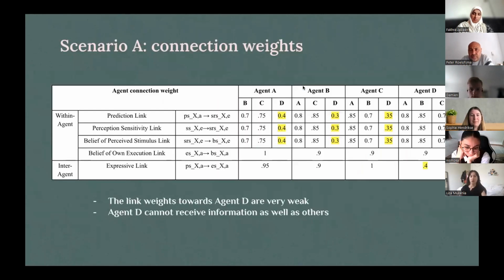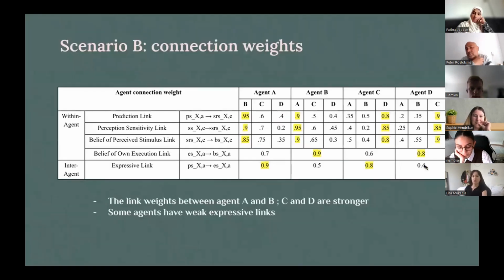For scenario A, again, where we're trying to exclude agent D, the links towards agent D are very weak, as we can see highlighted in yellow. And agent D won't be able to receive information as well as the others. The links are not at 0, but they're very, very weak. This enables agent D to share his information, even with a bit of a weak expressive link. But the problem is he can hardly receive any information from others.